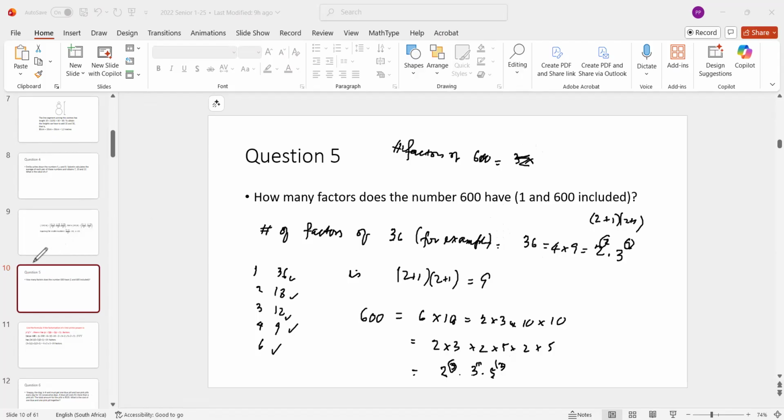The first exponent, which is 3, if you increase it by 1, you get 4. The second exponent is 1, you have to multiply this, 1 plus 1, and the third exponent is 2. 2 plus 1 is 3. Multiply them, and that gives you the number of factors. So if you write down all the factors, you'll see there are 24 of them, quite a few factors. And this is the answer.